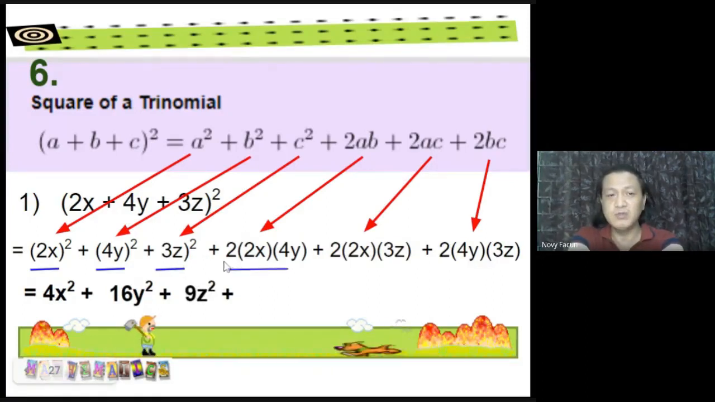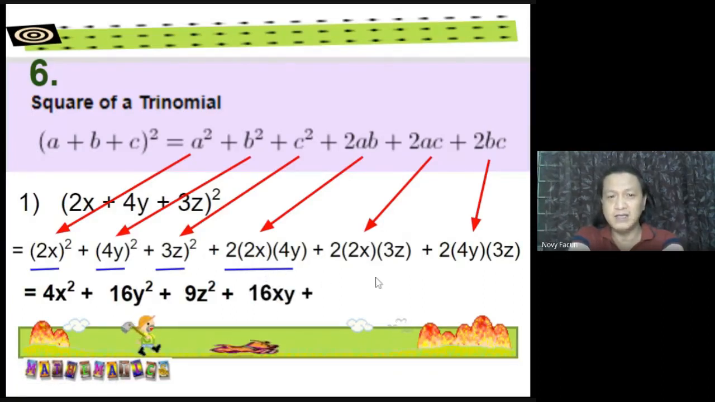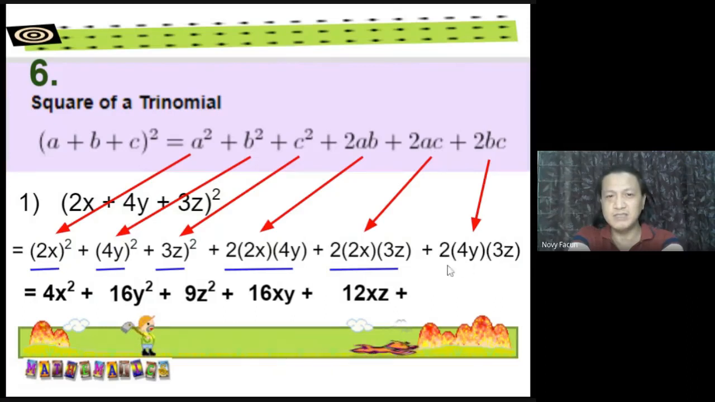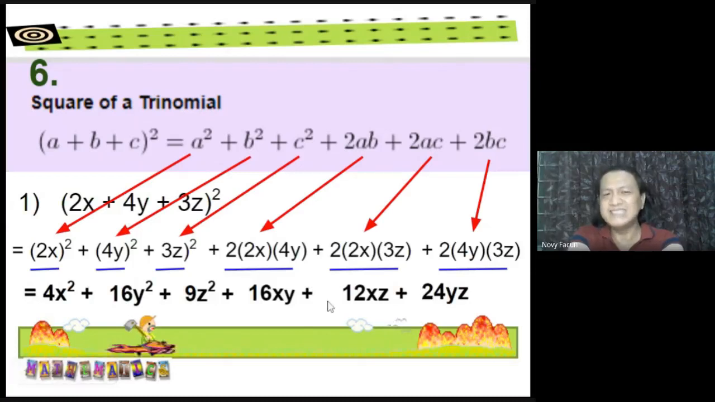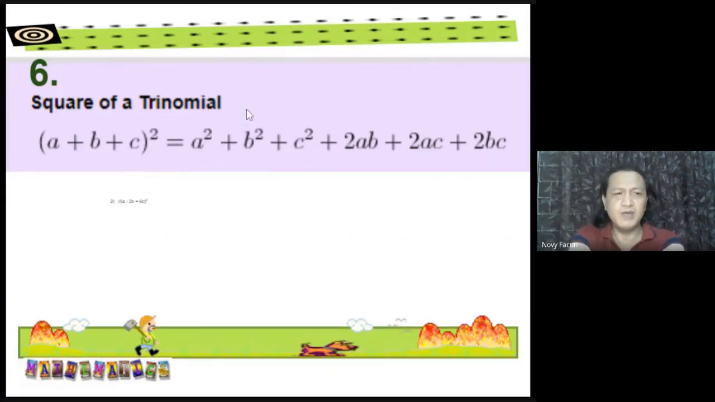Dito naman, we have to multiply 2 times 2x times 4y, that will become 16xy. Dito naman, we have 2 times 2x times 3z, that will become 12xz. And we have the last term, simplify, we have 2 times 4y times 3z, that is 24yz. So you have to observe how many terms do we have in the final answer? We have 1, 2, 3, 4, 5, 6. So always remember, in square of trinomial, the final answer is always 6 terms. Hindi pwedeng i-add na yan because they have different terms. Okay, so next we have number 2.